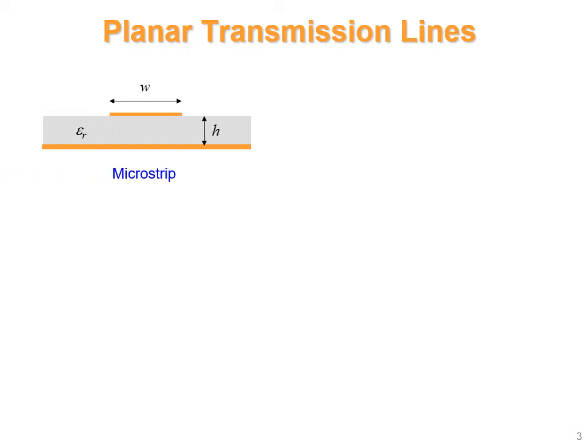First one is the microstrip line. If you see this microstrip line, this is a conducting transmission line. It is deposited over the dielectric material, and the dielectric material is supported by a ground plane.